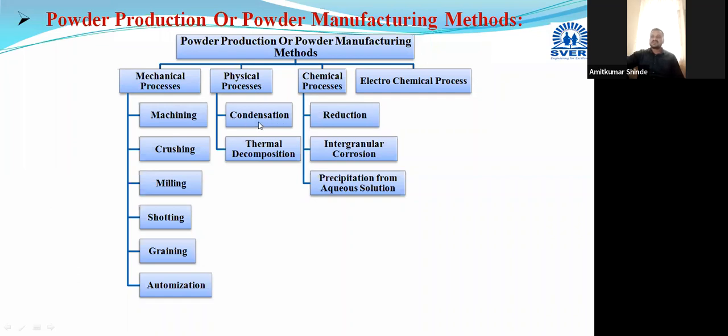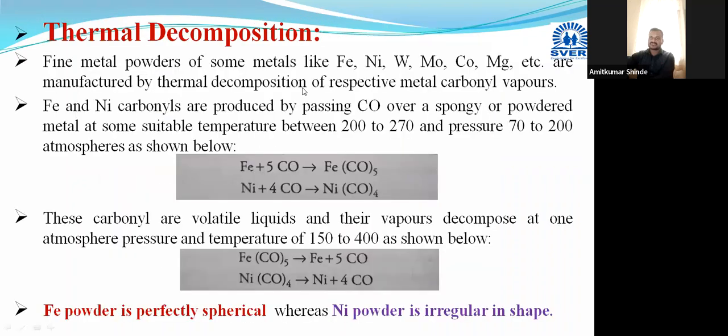Then the second physical process is thermal decomposition. Now here also, again we are taking vapors of the respective metals, but in the form of their respective carbonyls. Okay, first the metal carbonyl vapors are formed, and those metal carbonyl vapors are decomposed to give the particular metal powder. So I will explain it with the help of some reactions. Okay, this is the thermal decomposition method. This is the second physical method of powder production.